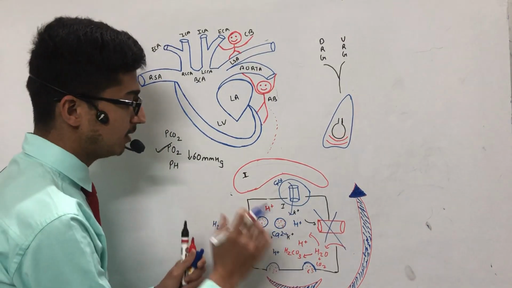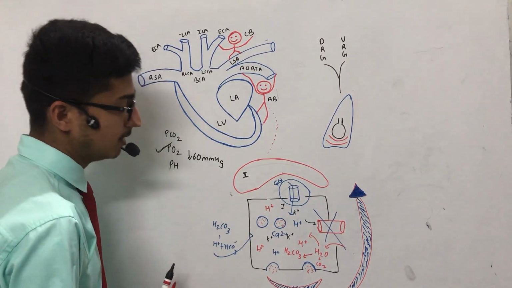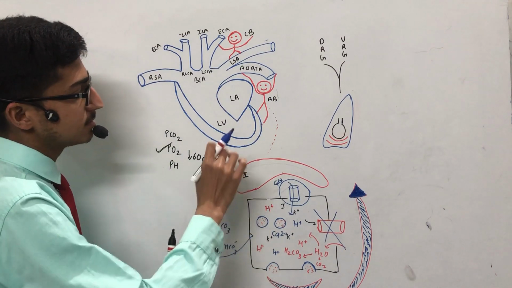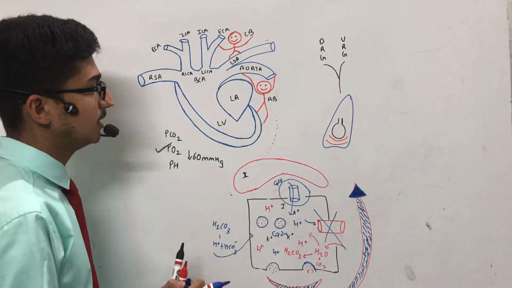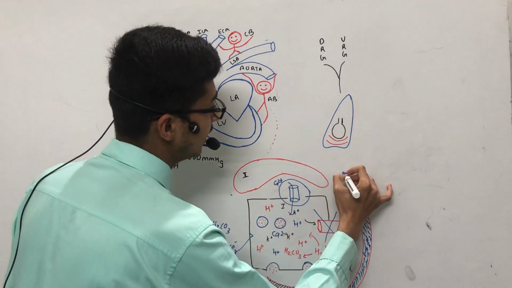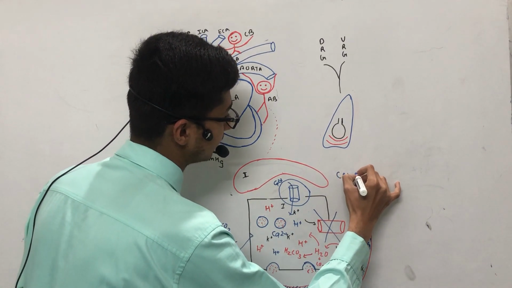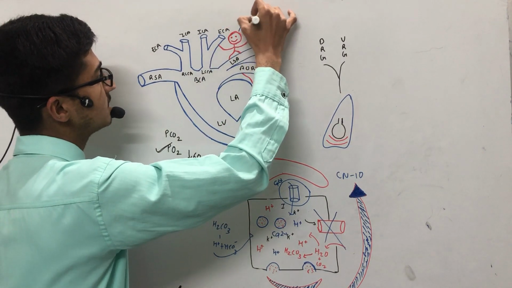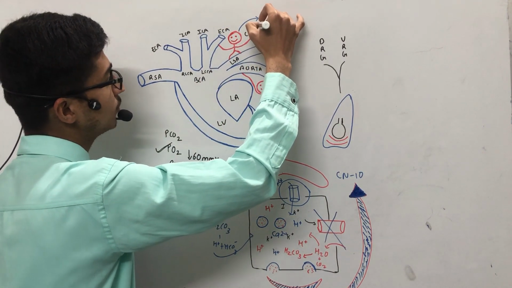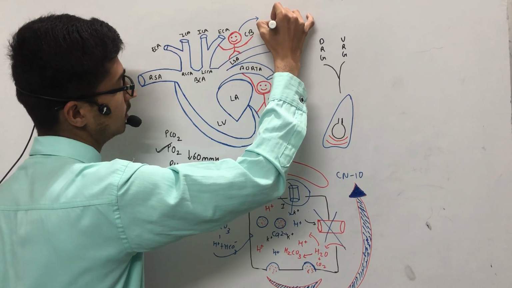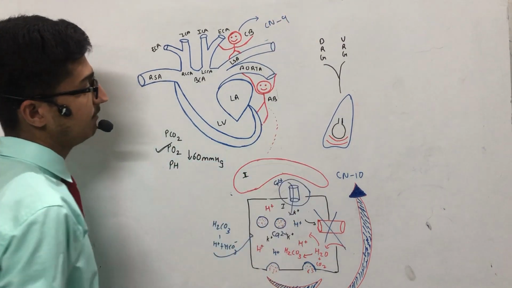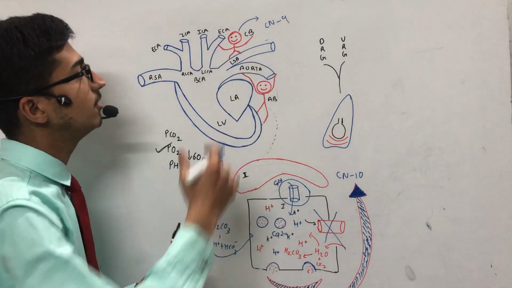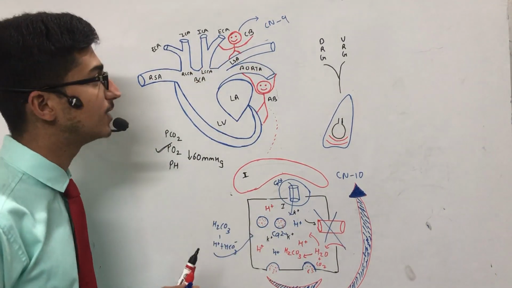Now an important step comes here. When the aortic body stimulates the nerve endings, it will move to cranial nerve number 10. And when the carotid body gets stimulated, it will move towards cranial nerve number 9. And we know that cranial nerve number 10 is the vagus nerve and cranial nerve number 9 is the glossopharyngeal nerve.